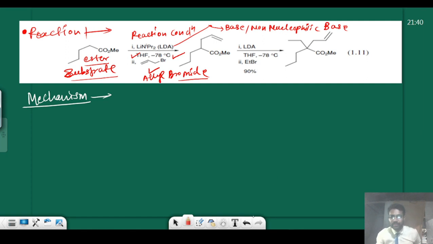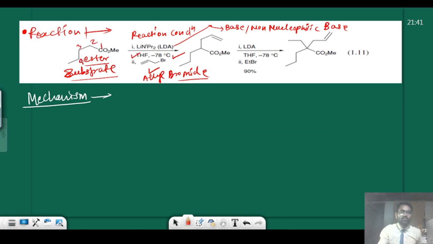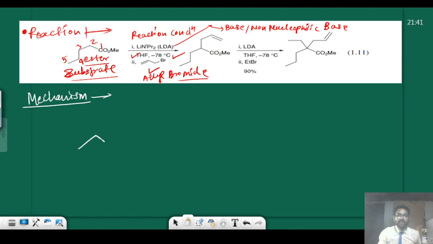So let us discuss the mechanism of this reaction. It is very simple. This is our substrate. What is the substrate? How many carbons are there? 1, 2, 3, 4, 5 carbons are there. So this is the ester, with 5 carbons, and OMe.